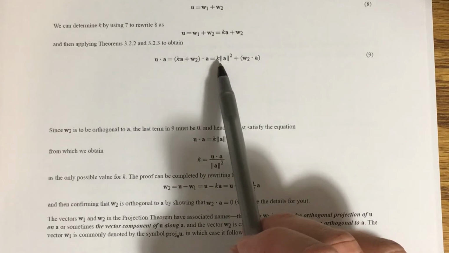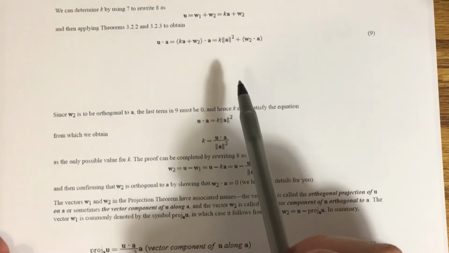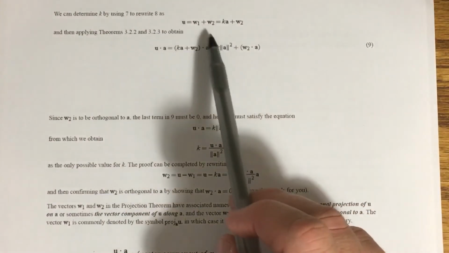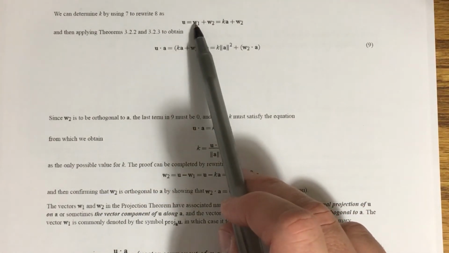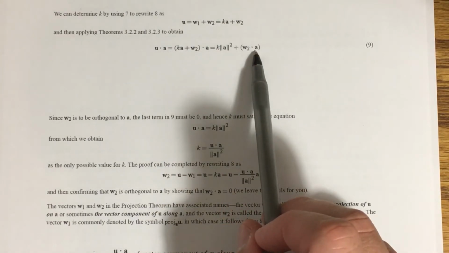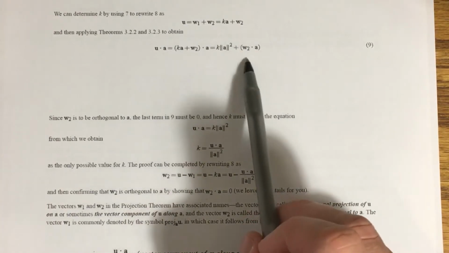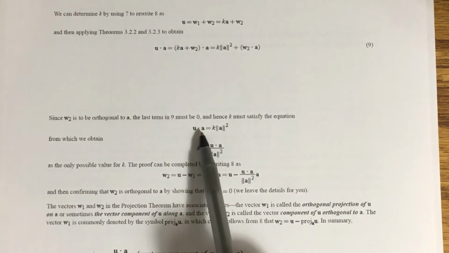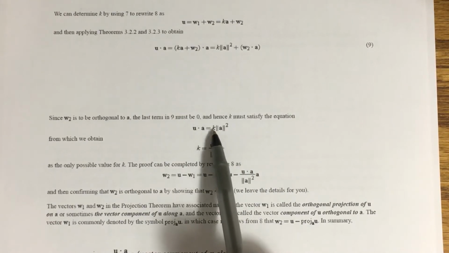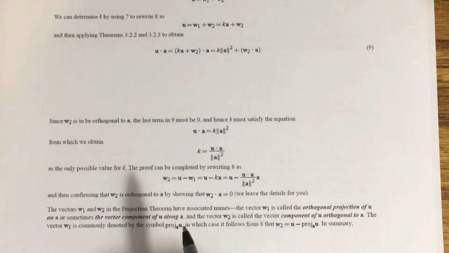U dotted with A is equal to K norm of A squared plus W2 dotted with A. However, remember, we want this vector W2 to be orthogonal to W1, but W1 is a scalar multiple of A. So that would mean that W2 is also orthogonal to A, which by definition of orthogonality means that this dot product should equal 0. So this equation reduces down to just U dotted with A equals our scalar K times the norm of A squared. That's something that I can solve for K. K is equal to U dot A over the norm of A squared.